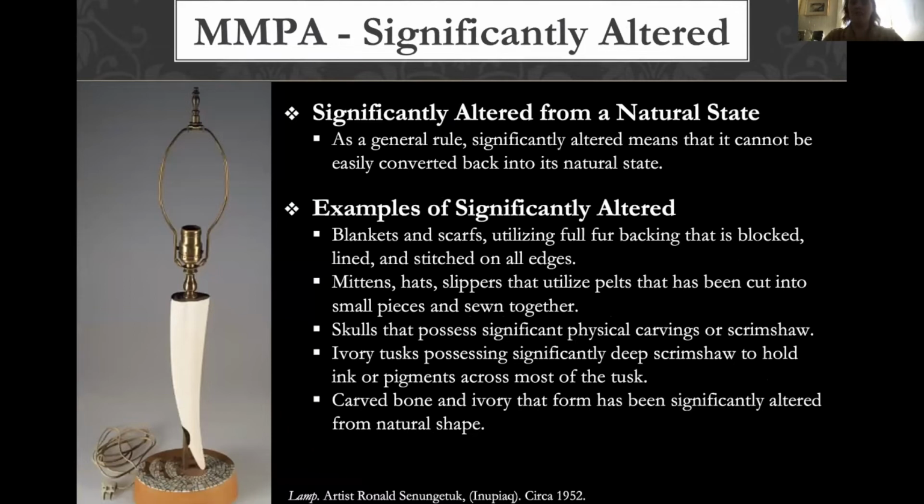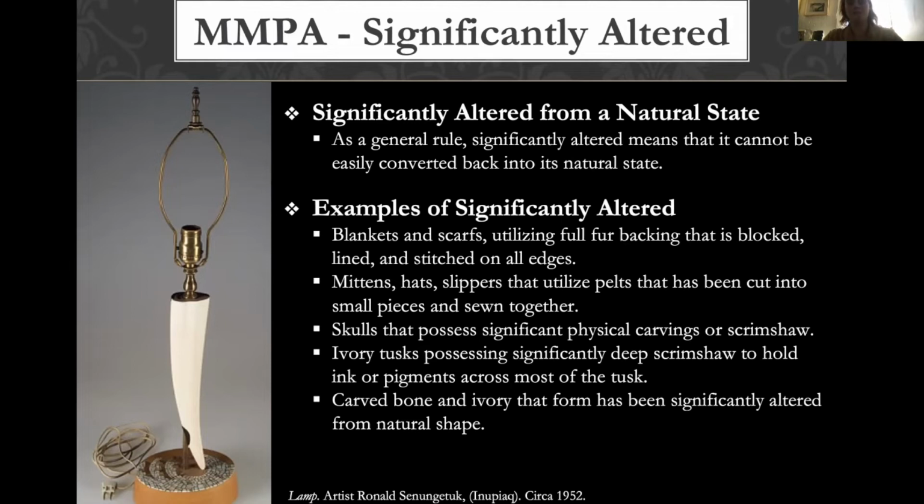So significantly altered from its natural state. What does that actually mean? As a general rule, significantly altered means that it cannot be easily converted back to its natural state. It sounds silly, but they actually utilize that, especially when you're looking at getting those permits through CITES to transport your art outside the state of Alaska. They specifically look at whether or not it could ever go back to its raw natural form. That's the key to figuring out whether or not it's significantly modified: whether or not it could be easily converted back to its natural state.